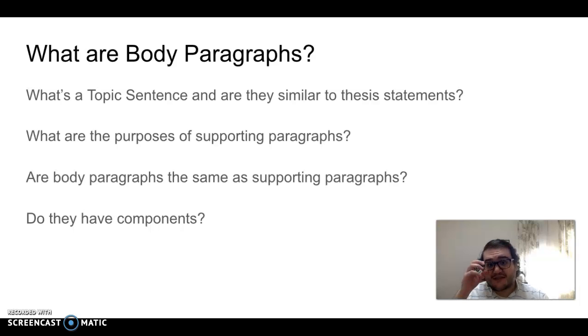Are body paragraphs the same as supporting paragraphs? Yes, they are. I like to make sure that my students understand that there are synonyms for terms and labels. If one ever sees supporting paragraphs, it's the same thing as body paragraphs. And do body paragraphs have components? Yes, they do. We'll be going over that shortly. But it's made up of a topic sentence, context, evidence, analysis, and then the transition in there as well. We'll go into more detail shortly.